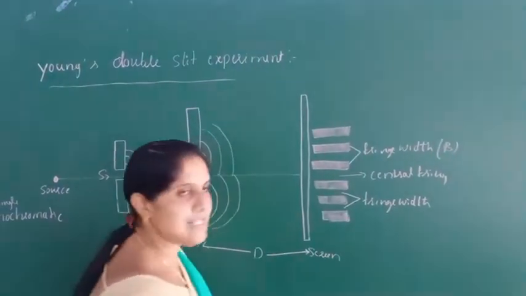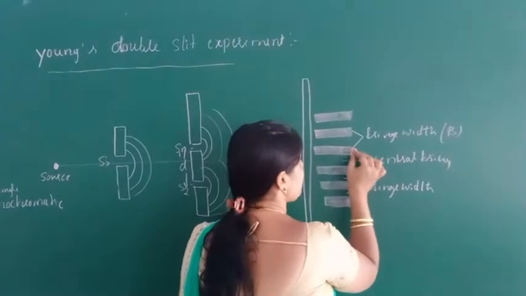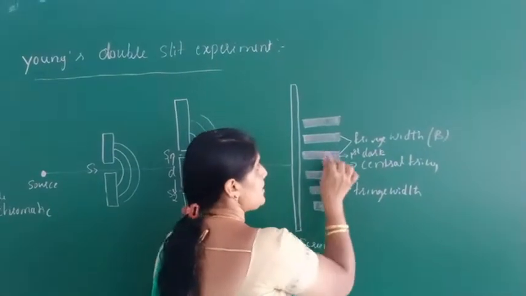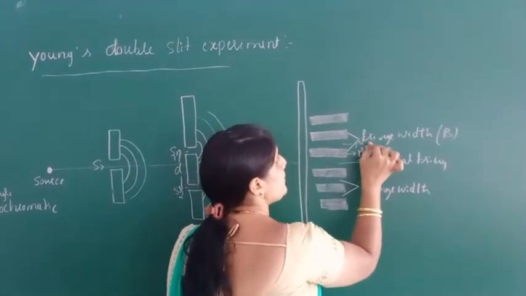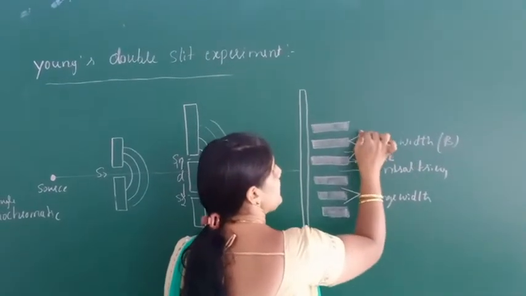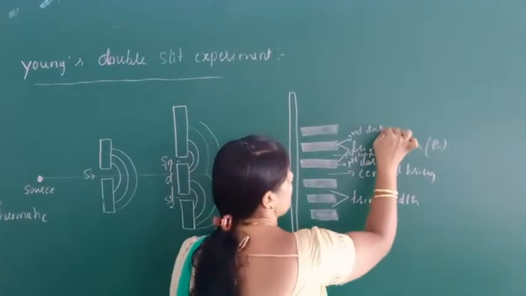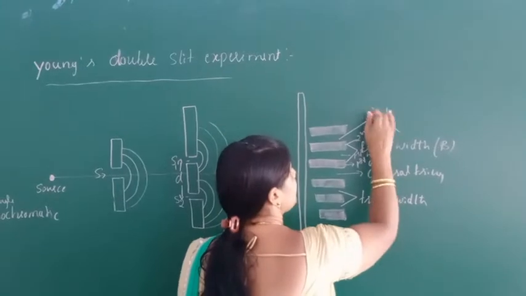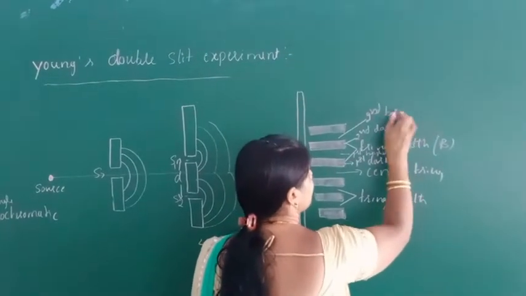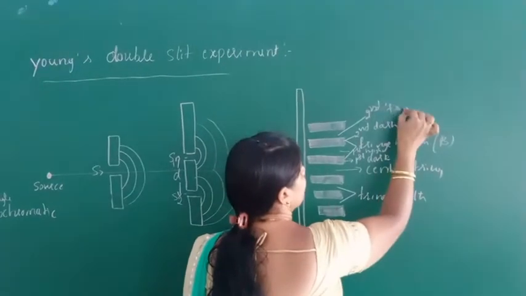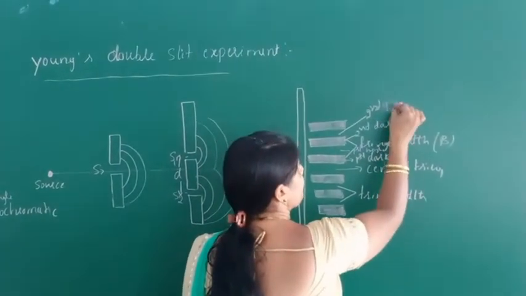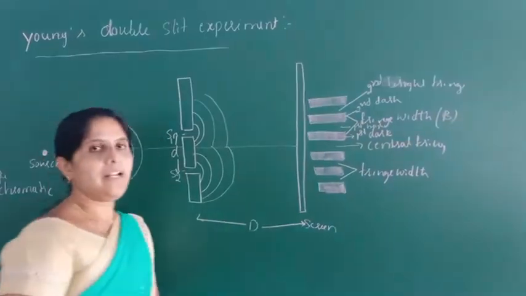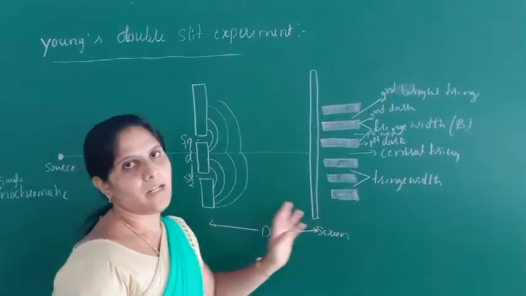The central one is called the central bright fringe. After this, the first band is known as the first dark fringe. This one is the first bright fringe, and this one is the second dark fringe, and this one is the second bright fringe, like that. So in this way, we get the interference pattern on the screen.